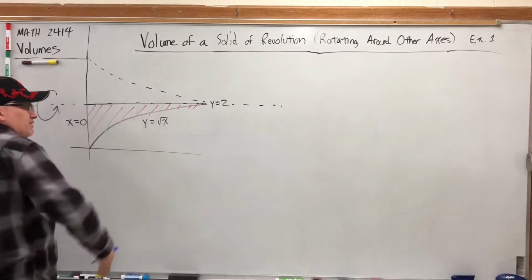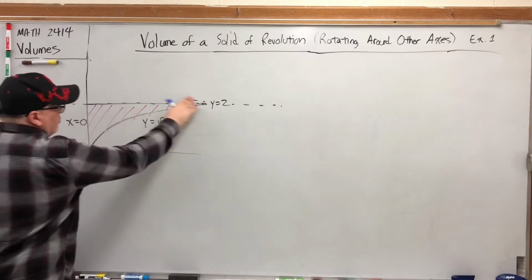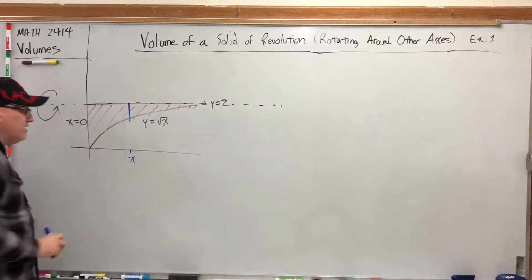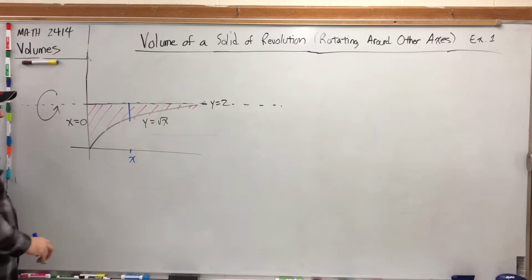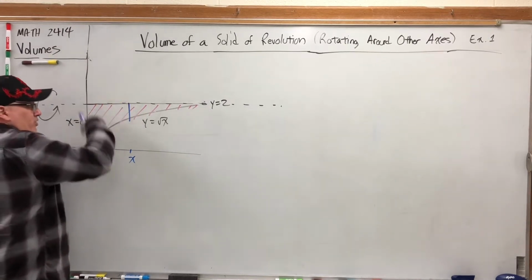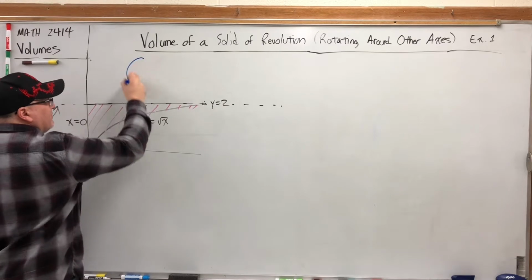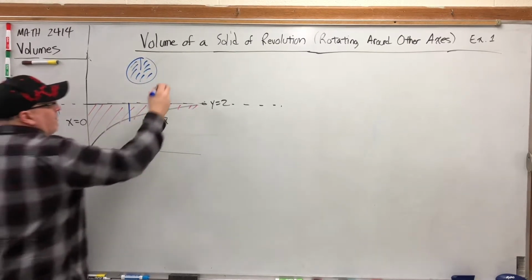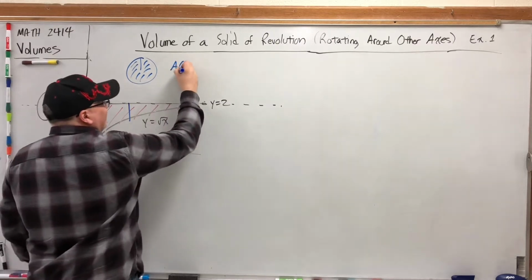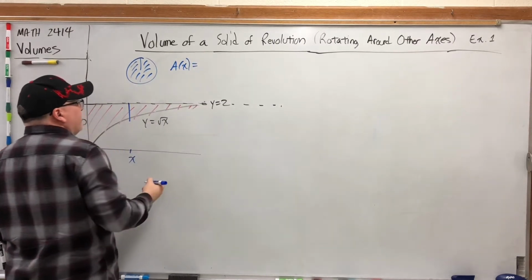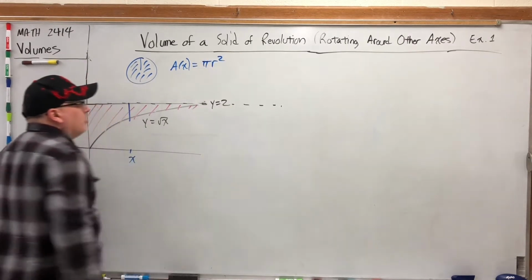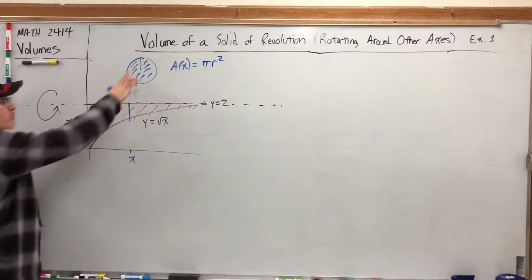If we're going to cut this perpendicular to y equals 2, then we're still going to hit the x-axis at some point, so keep that in mind. If we were to take this little sliver and rotate it, we would get a disc. And the area of that disc is going to be pi times the radius squared. The radius would be right here.